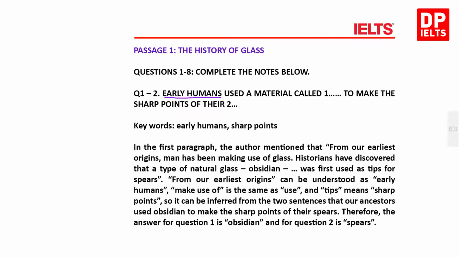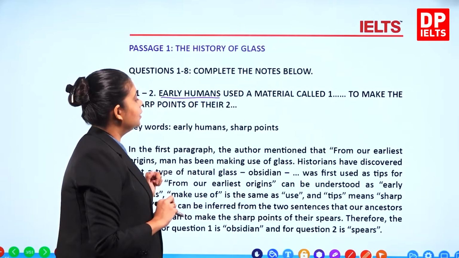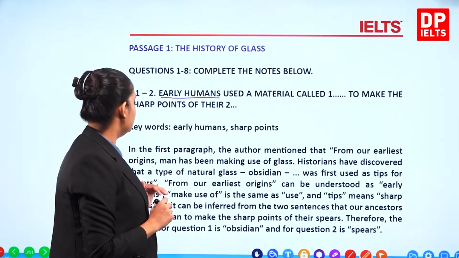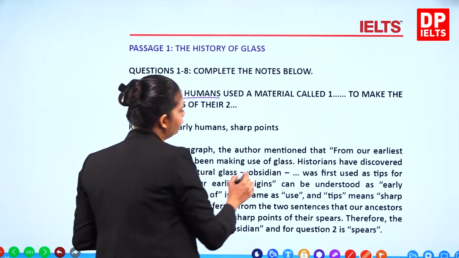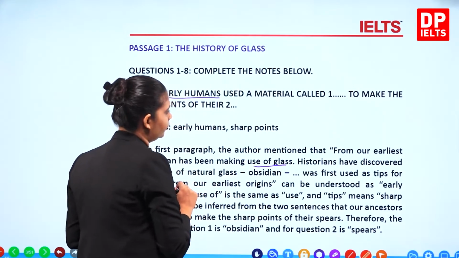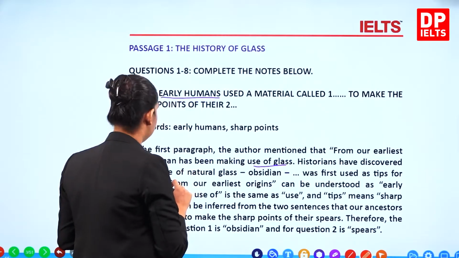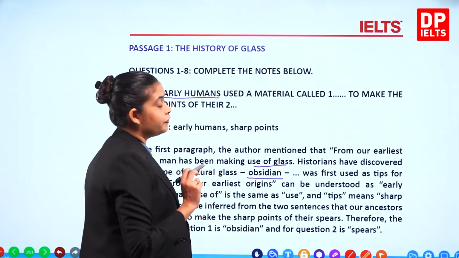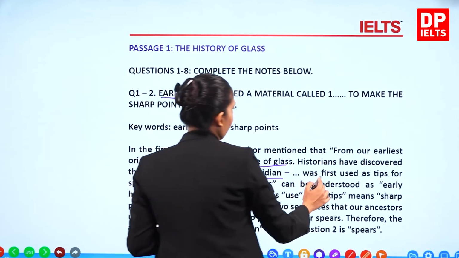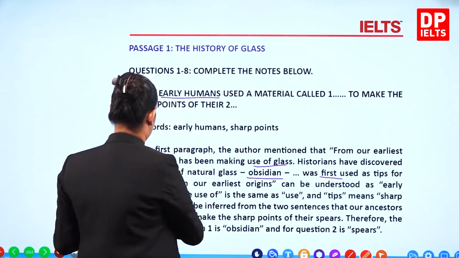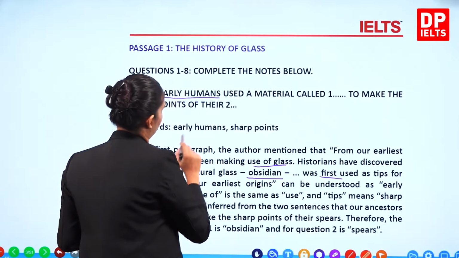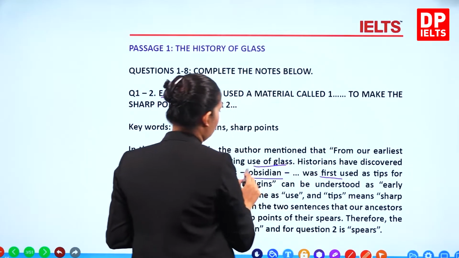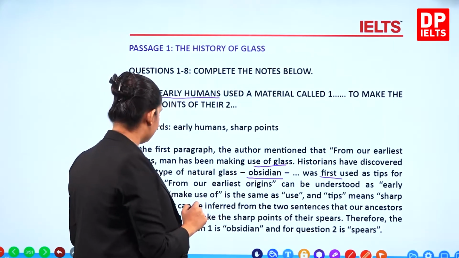So if you go to the first para, the author mentioned that from our earliest origins, man has been making use of glass. Historians have discovered that a type of natural glass, obsidian, was first used as tips for spears. So early humans used, what was the material called? It was called obsidian, right?